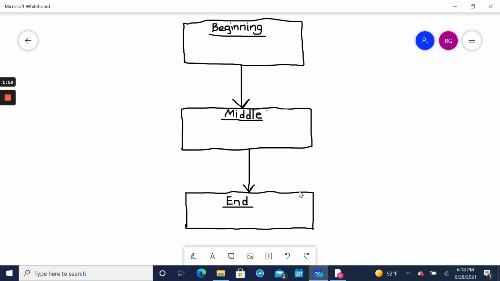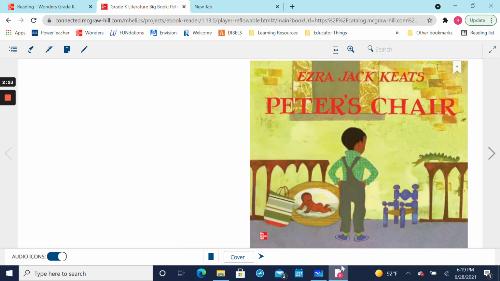And this is a flow chart, and it is going to help us. A flow chart is something that helps us put our thoughts in a very clear and neat way. And this flow chart is going to help us understand the story or the plot sequence of Peter's Chair. So we're going to be coming back to this throughout the story. So please make sure you have your pencils, your papers ready, because we're going to be moving through. Let's get started.